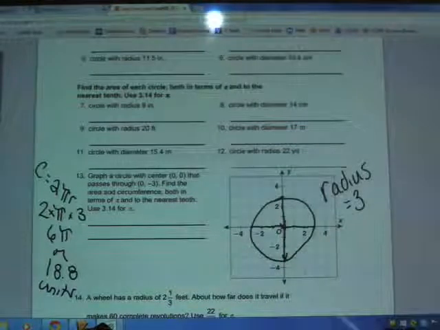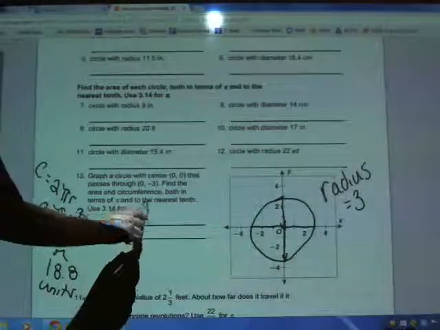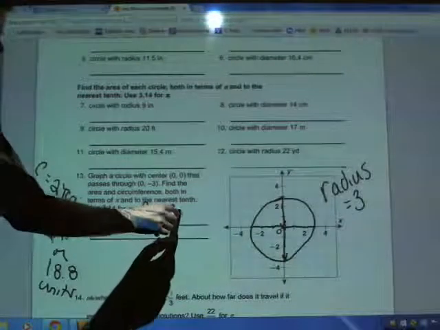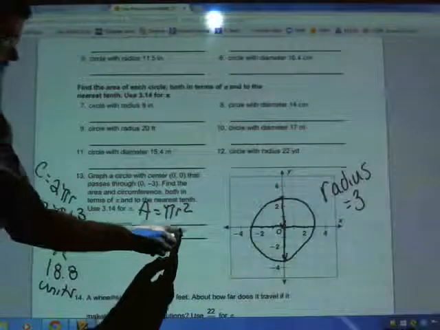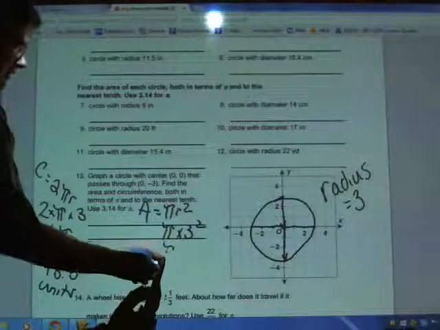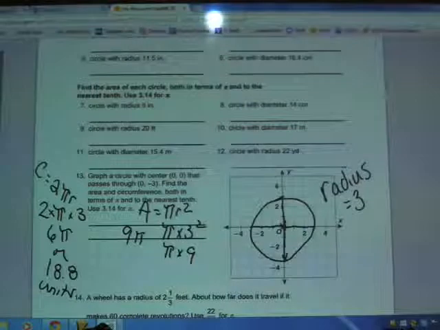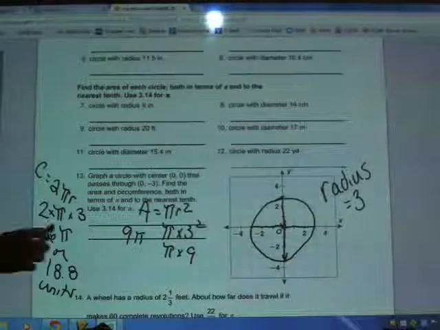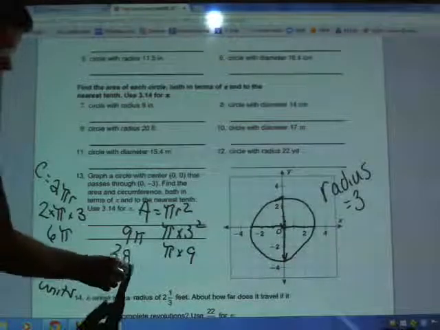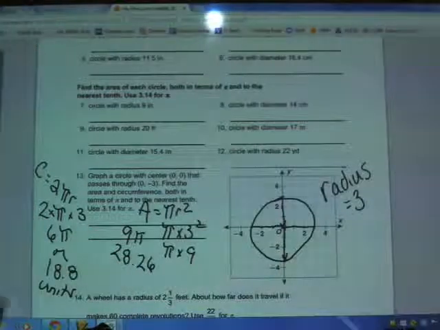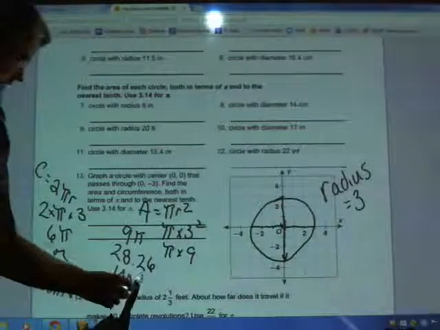Okay, so now let's do the area. Pi r squared for the area. So that's pi times 3 squared, or pi times 9. Well, there's your answer in terms of pi, 9 pi. And now I'm going to take my 9 and multiply it by 3.14 because that's going to give my area, and that's 28.26. And again, because we don't have anything appreciable to work with like inches or feet, we're just going to say units squared.